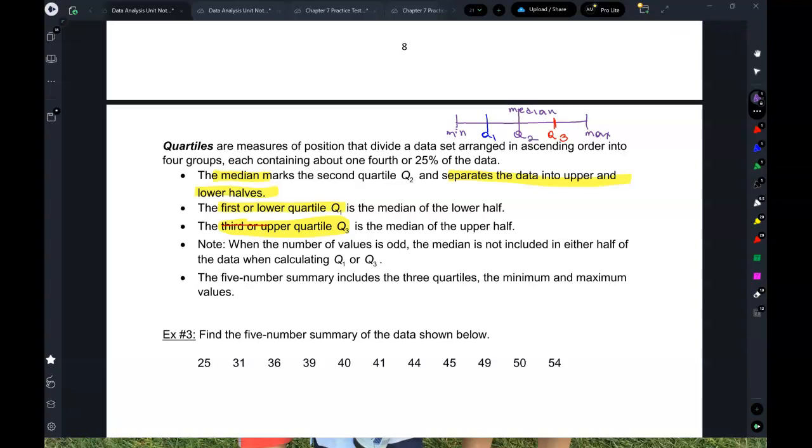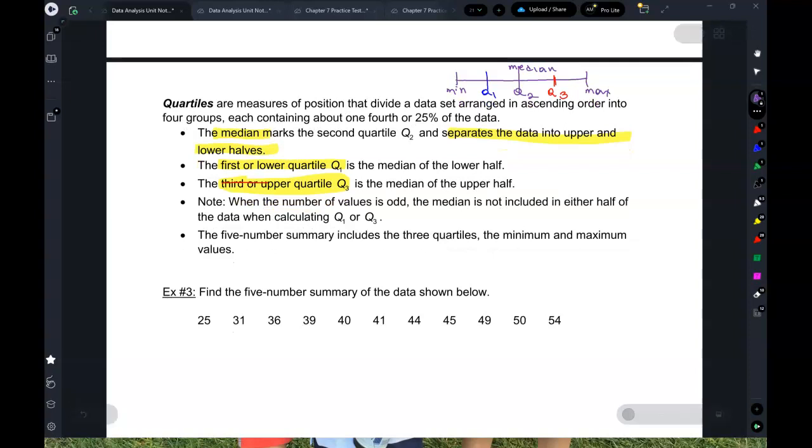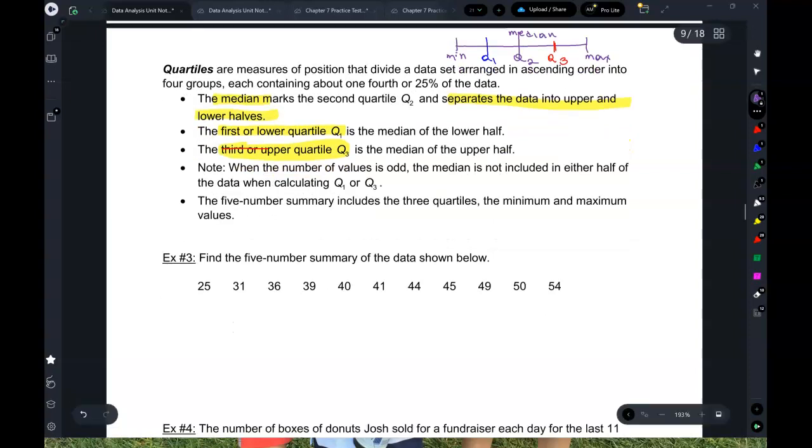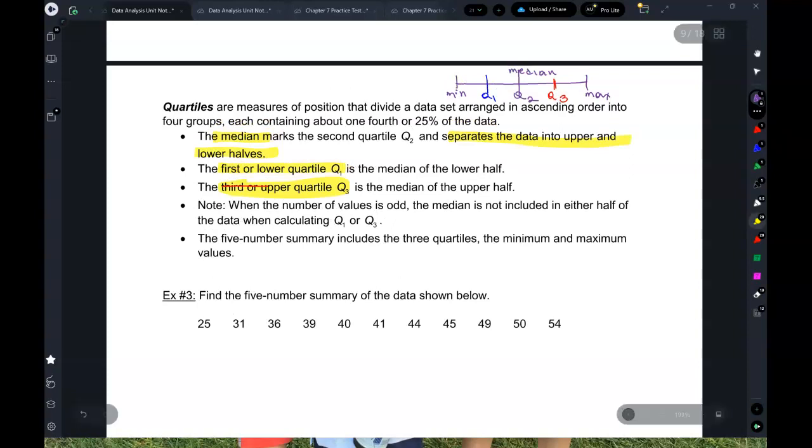All right? So now, each chunk is 25% of the data. So there are exactly 25 test scores in the first chunk, 25 in here, 25 and 25. Okay. So then you have the minimum value, Q1, Q2, Q3, and the maximum value, and all those together are the 5-number summary. So let's take a look at an example here.